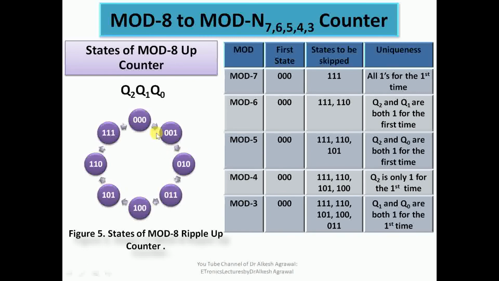Now if we want to convert to a mod 4 counter, what will happen is from 011 it will directly go to 000. So we exploit the condition of this state where q2 is 1 for the first time, because here you can see it is 0 0 0 0, and this is 1 for the first time. So we'll connect the q2 output to a NAND gate. So like this, I'll show you one by one. We can convert a mod 8 counter into different mod value counters.